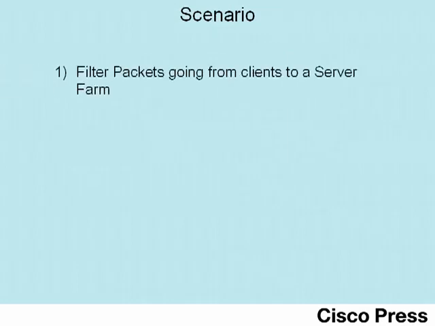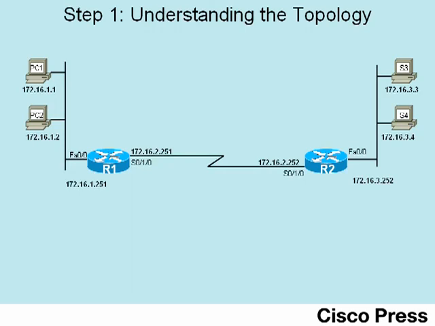In this scenario step, we'll see how to filter packets that are going from clients on the left side of the diagram to a server farm on the right-hand side of the diagram. To begin step 1, let's take a look at the network topology and the IP addressing scheme. Notice we have two routers connected by a serial link, with each router having a LAN. On the left, you see we've got two PCs, PC1 and PC2, and those will be our clients in this particular lab. Over on the right, we have two PCs labeled S3 and S4, meaning server 3 and server 4, so that'll be our server farm.